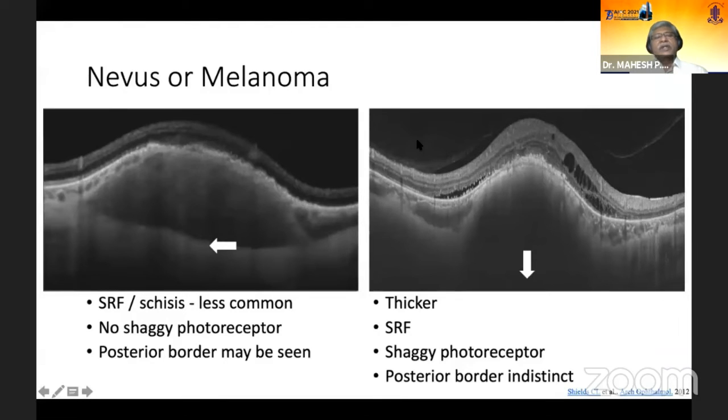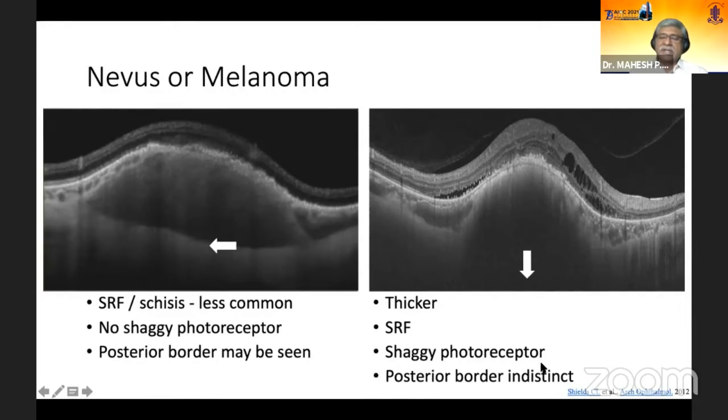So how do we differentiate a nevus from a melanoma? Nevus most often does not show leakage, so we don't see intraretinal fluid or subretinal fluid. In contrast, a melanoma will show intraretinal fluid and subretinal fluid most often. But a nevus sometimes can show fluid leakage as well. And in nevus, you can see the posterior border of the lesion, but in a melanoma, we don't see a posterior border of the lesion.